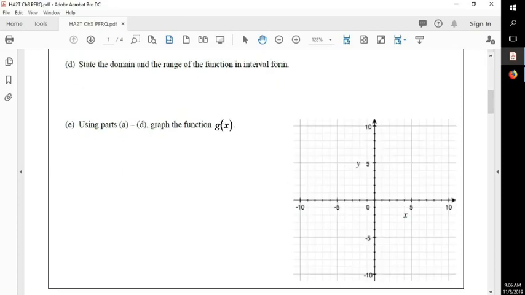All right, next it says state the domain and range of the function in interval form. That's interval notation. Okay, so now parabolas, you should be used to these guys. Parabolas have a domain that is all real numbers. So we're going to say from negative infinity to positive infinity.